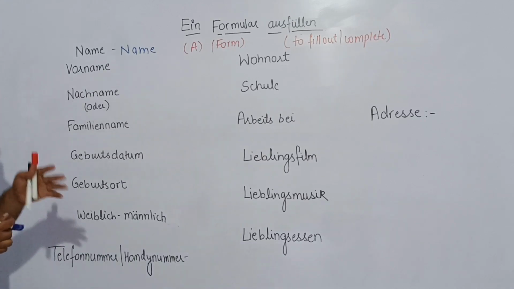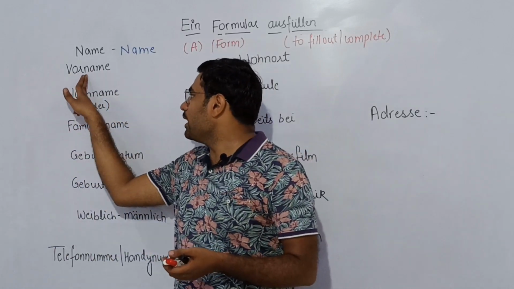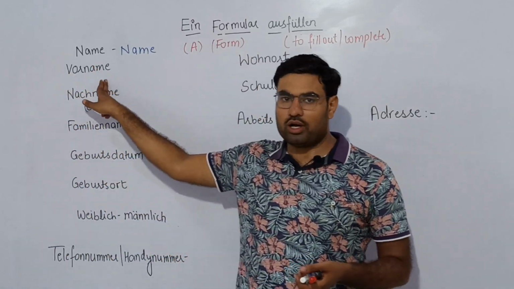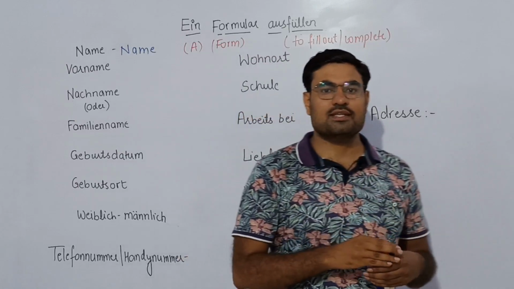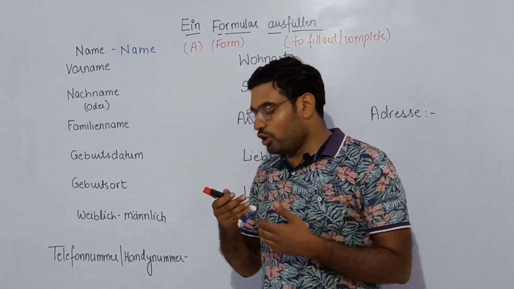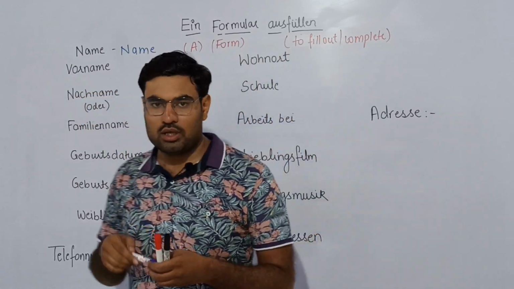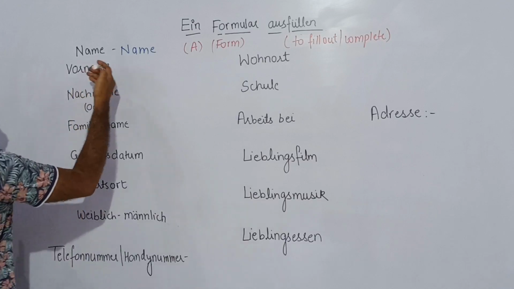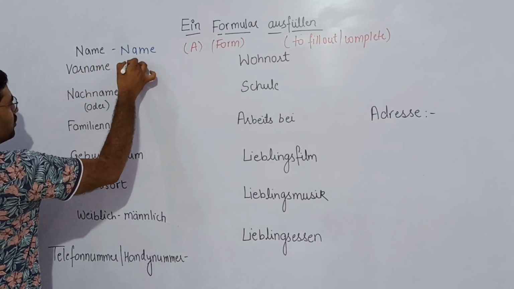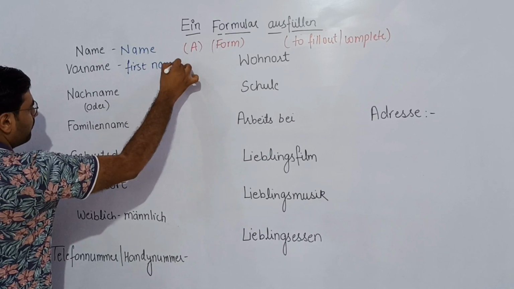Now, the next thing that comes is Vorname. V-O-R-N-A-M-E, Vorname. The pronunciation of V is F. So Vorname is your first name. If Vorname is written, you have to write your first name.